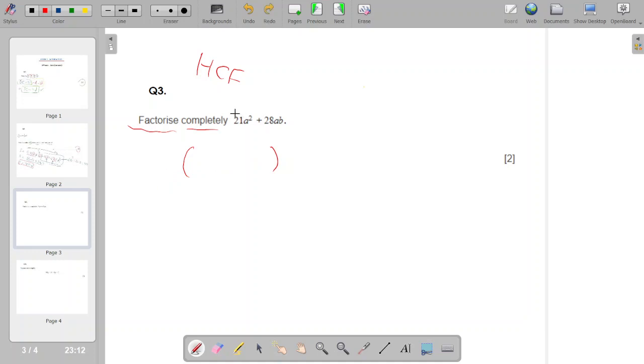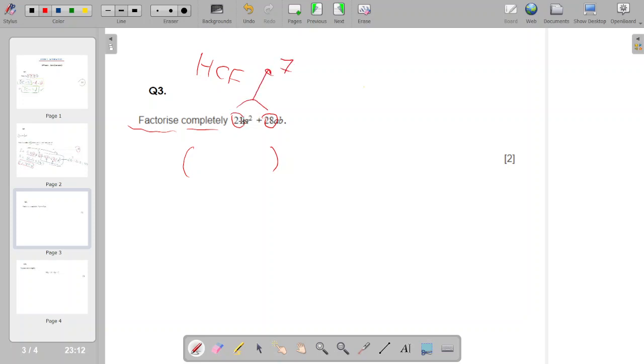So first of all, you look at the numbers. Here you have 21 and you have 28. When I think about the HCF, the highest common factor, which is representing, basically, to put it shortly and simply, the biggest number that could be divided on both of them. So the biggest number that could be divided on 21 and 28 is going to be 7.